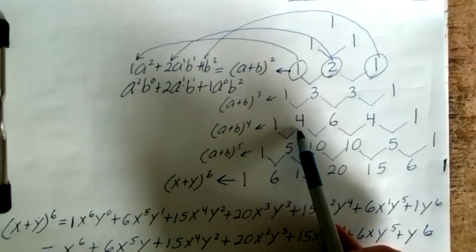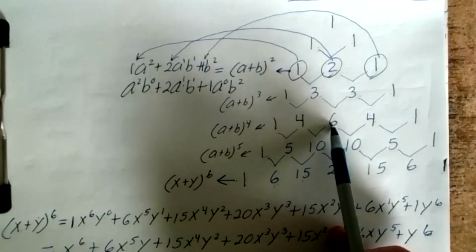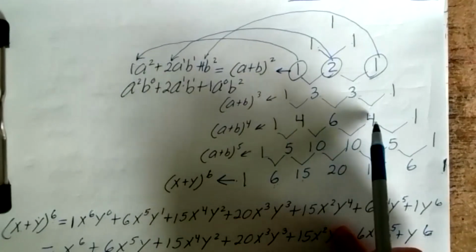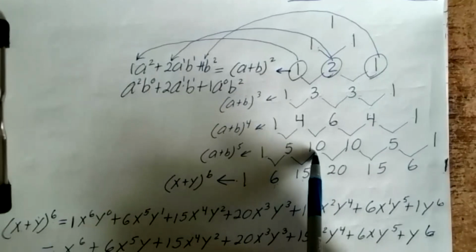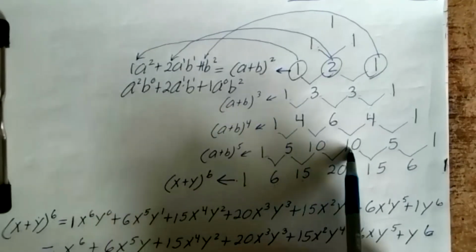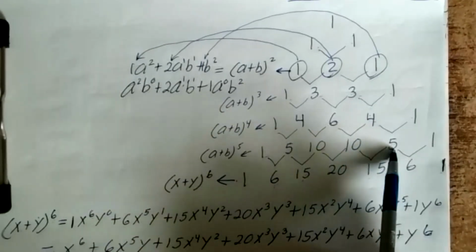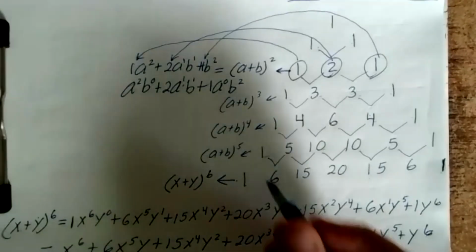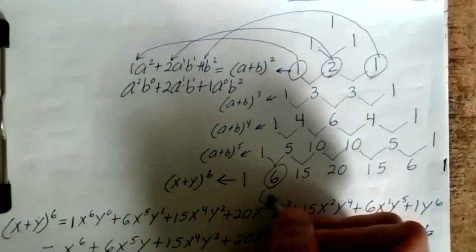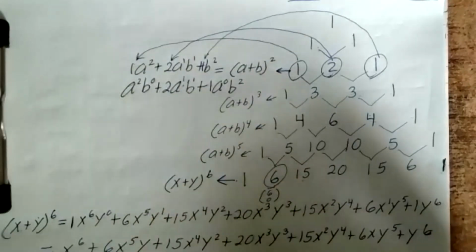This would be 4 in combination with 1, 4 in combination with 2, 4 in combination with 3. This would be 5 in combination with 1, 5 in combination with 2, 5 in combination with 3, 5 in combination with 4. Finally, this would be 6 in combination with 0. So this 6 here comes from 6 in combination with 0.